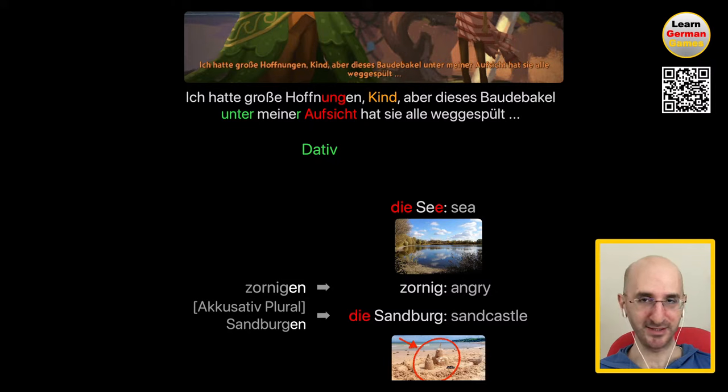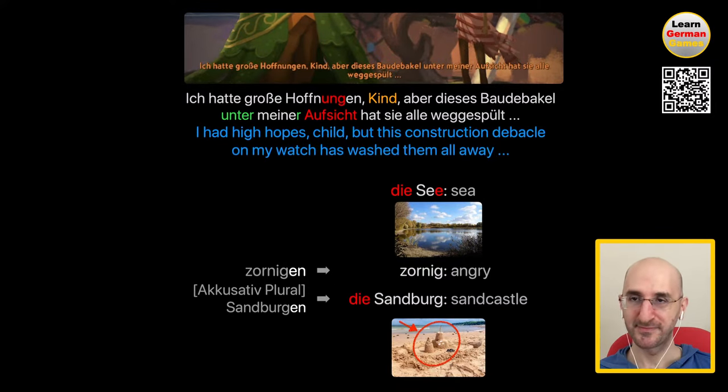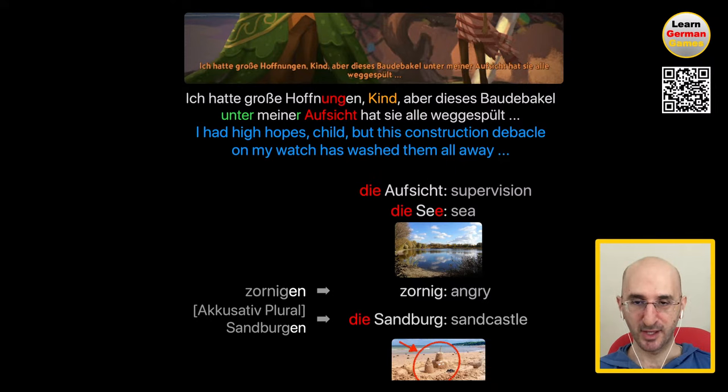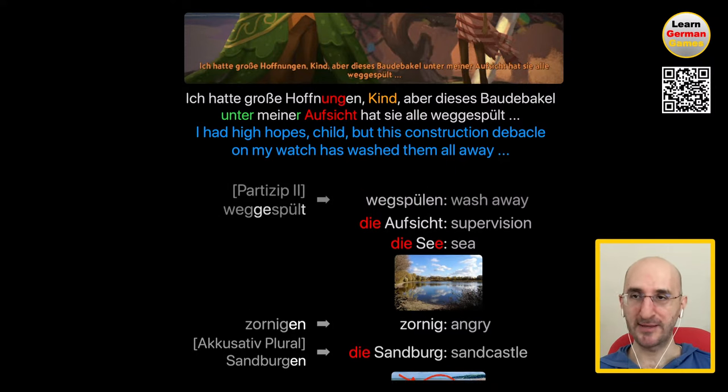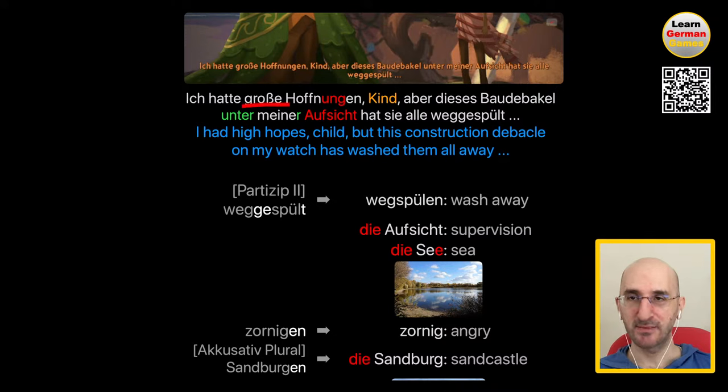Ich hatte große Hoffnungen, Kind, aber dieses Baudebakel unter meiner Aufsicht hat sie alle weggespült. Also die Aufsicht ist Supervision. Und wegspülen is to wash away. So I had high hopes. In German you say big hopes. Child, yeah. Aber dieses Baudebakel, the words are cut here. So Bau is a construction or built, just like the verb bauen. Debakel is a debacle, yeah. Unter meiner Aufsicht, under my watch or my supervision.